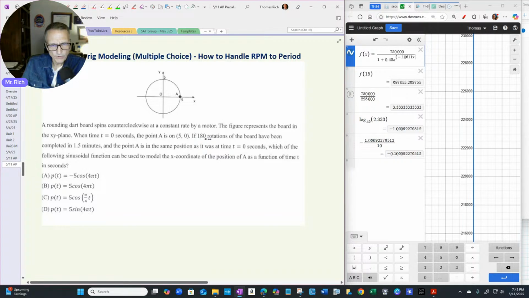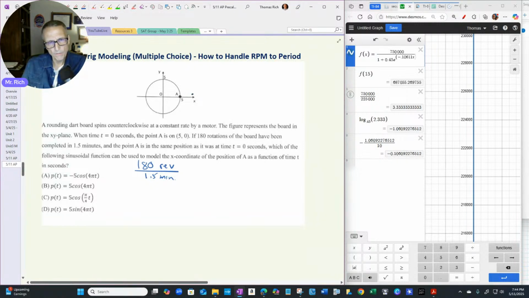It says if 180 rotations of the board have been completed in 1.5 minutes, so we have 180 revolutions that took 1.5 minutes, the point A is in the same position as it was at time t equals 0. Okay, which of the following could be used to model the x coordinate of the position of A as a function of time t? Well, here's the thing.